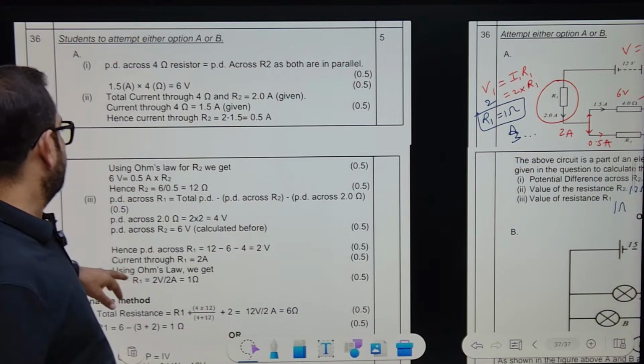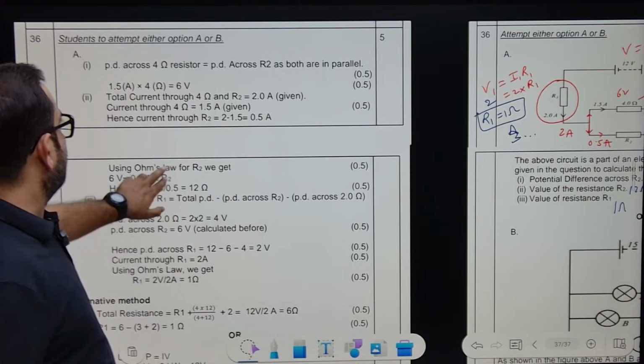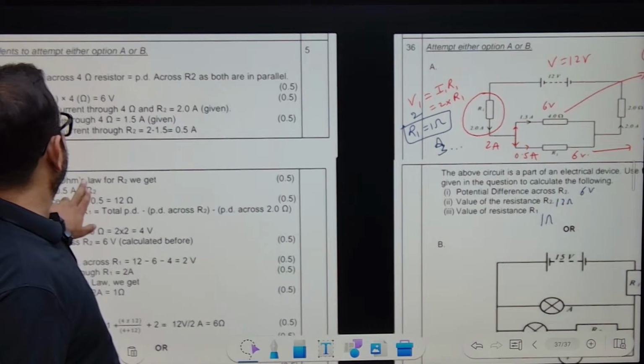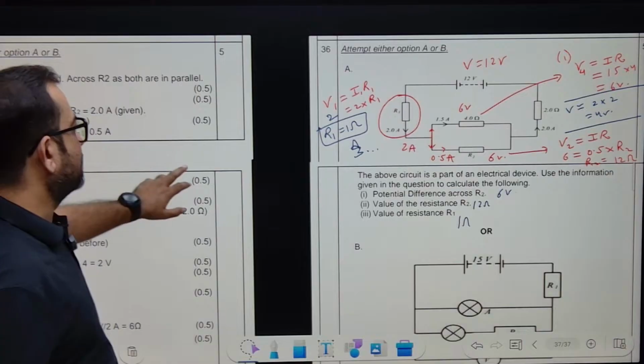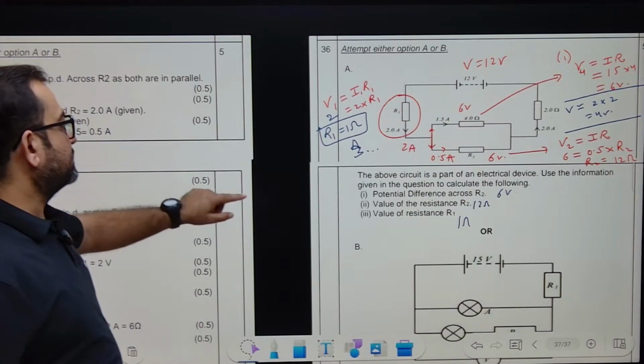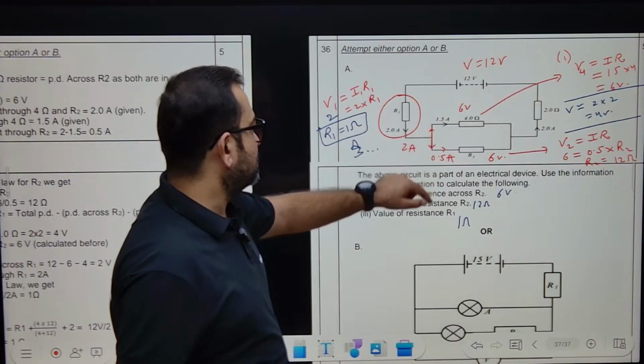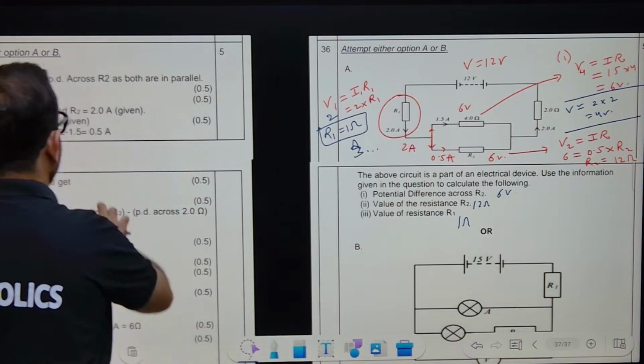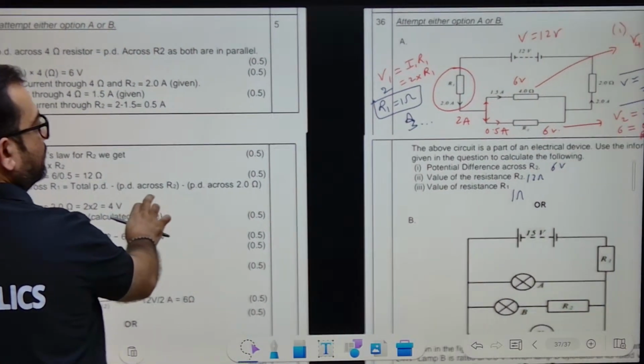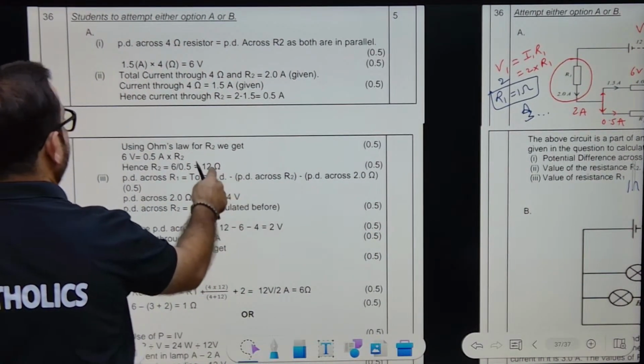Third one is 1 ohm, okay. And current through R2 is 2 minus 1.5, 0.5. Okay. Value of resistance R2. R2 we just found out how much? Current is 0.5. Okay, 12. Second part is here, 12 ohms.